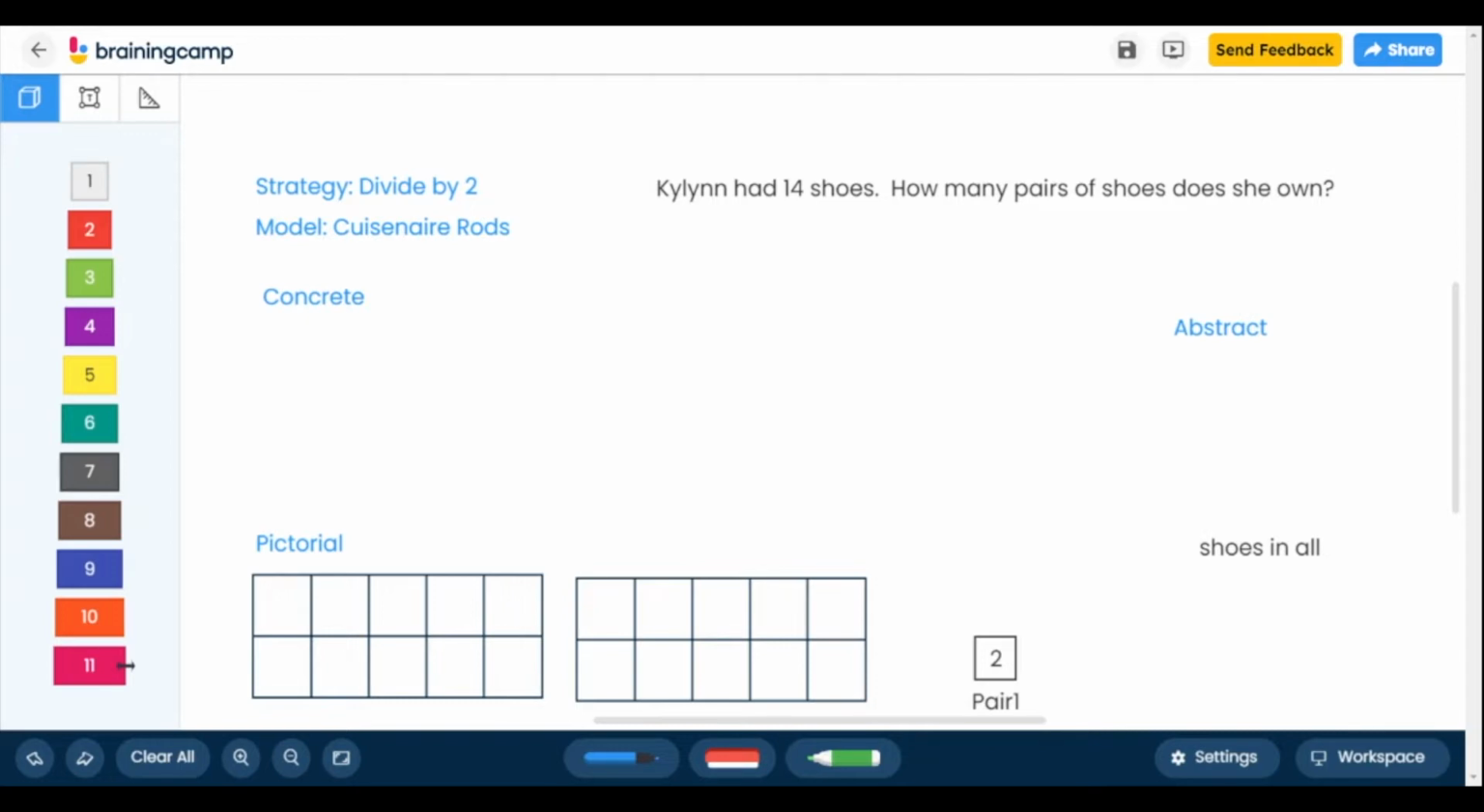Similar in multiplication and division, many of our students know their times two facts. When we ask them to divide by two, it causes them to pause a little bit. So we want to make sure we're having that connection between multiplication and division.